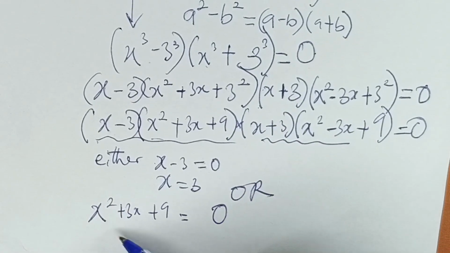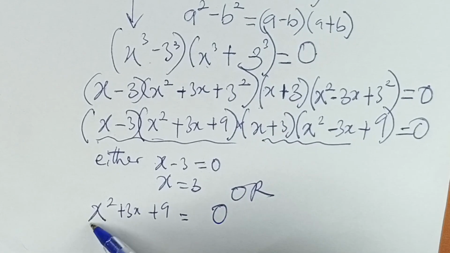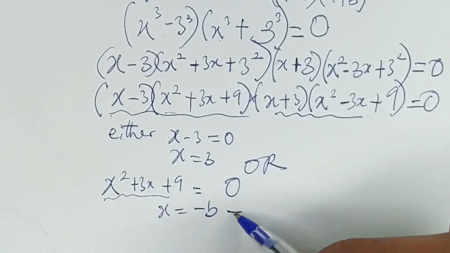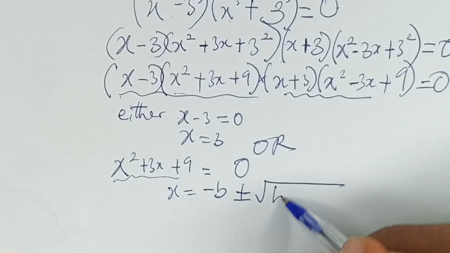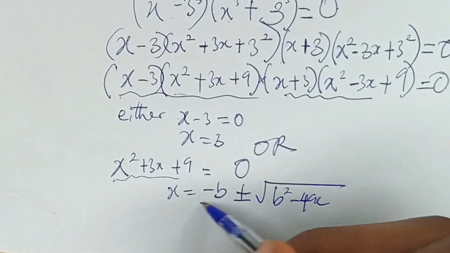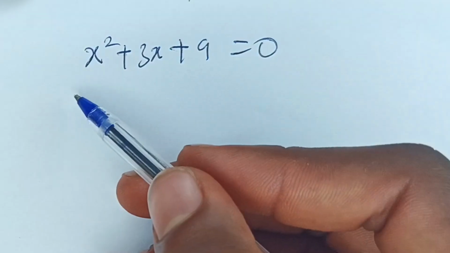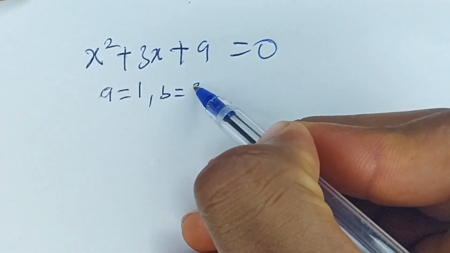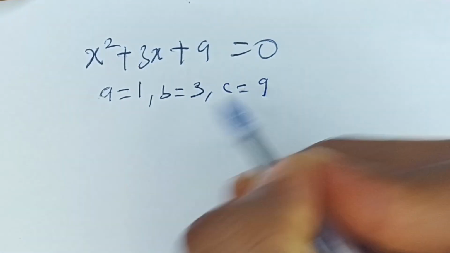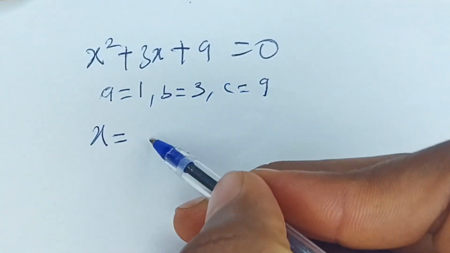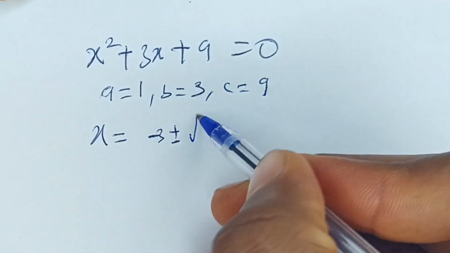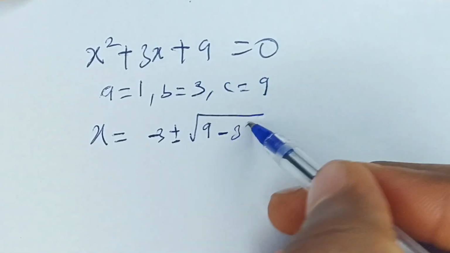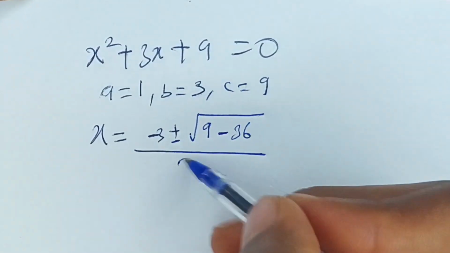Okay, so we use the quadratic equation formula to solve this quadratic equation. So x will be equal to minus b plus or minus square root of b squared minus 4ac, all over 2a. Moving on from here, we have that our a is equal to 1, b is equal to 3, and c is equal to 9. Hence, x will be equal to minus 3 plus or minus square root of 3 squared is 9 minus 4 times 9 times 1 is 36, okay, all over 2 times 1 is 2.